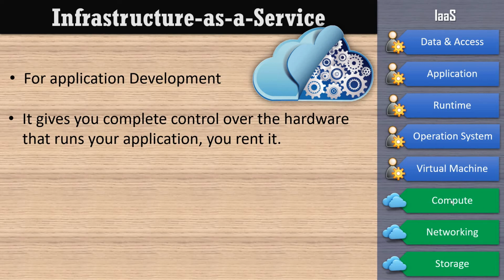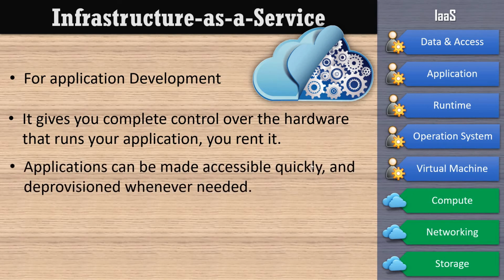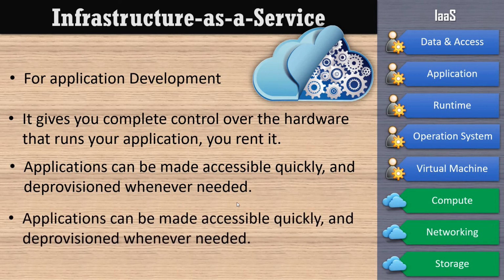So the cloud provider, as you can see in green, is going to manage all the compute, networking, and storage instead of you, and you are going to manage all the software and the application you need to run. Applications can be made accessible quickly and deprovisioned whenever you need. I'm sorry for repeating the same word. So, okay, that's about infrastructure as a service. You manage only software and your cloud provider is going to manage the hardware instead of you.